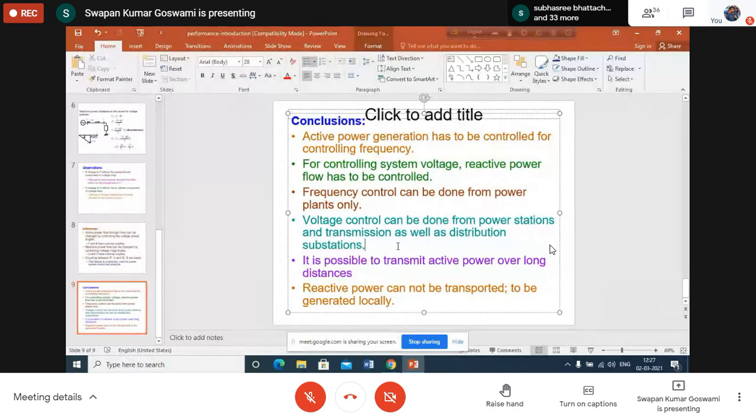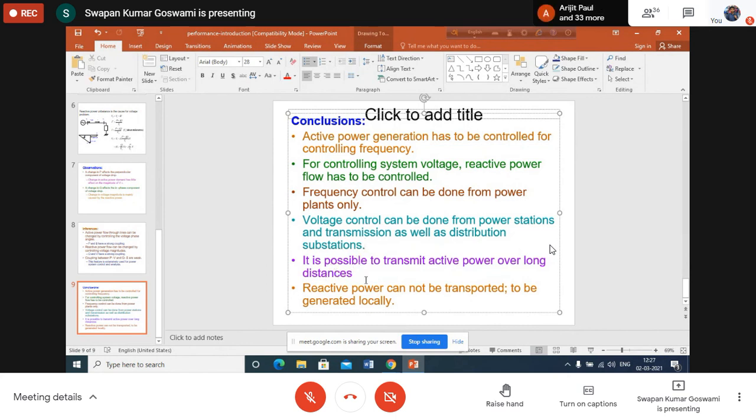কাজেই পাওয়ার স্টেশন থেকে ফ্রিকোয়েন্সি কন্ট্রোল হবে, পাওয়ার স্টেশন থেকে ভোল্টেজও কন্ট্রোল করা যাবে, কিন্তু at the same time voltage control is still possible from substation and transmission as well as distribution. তার মানে কি, ভোল্টেজ কন্ট্রোলটা ডিস্ট্রিবিউটেড করা যায়, ডিস্ট্রিবিউটেড কন্ট্রোল বলা যেতে পারে, but frequency control is rather concentrated at the central locations at the power stations.